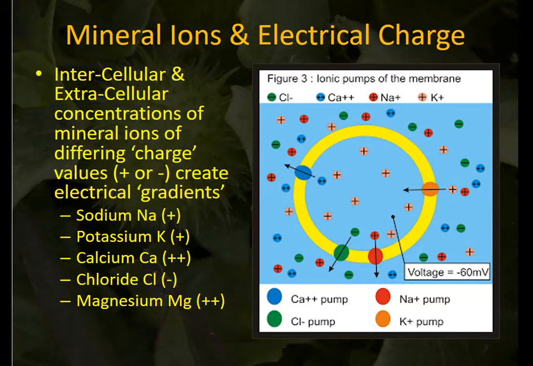So we have intracellular, extracellular, intercellular concentrations of mineral ions of different charges, and that creates electrical gradients. And the mineral ions that we're talking about are standard minerals in the body like sodium, potassium, calcium, chloride, magnesium, and others. And these are present in neural tissues in intracellular and extracellular fields and produce the electrical gradients that we measure from the scalp surface.